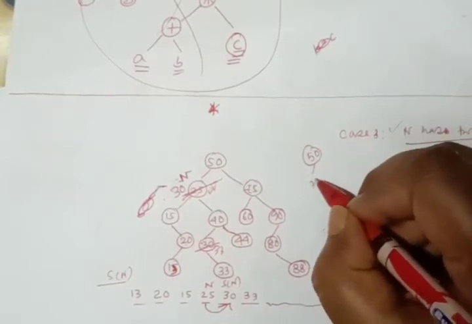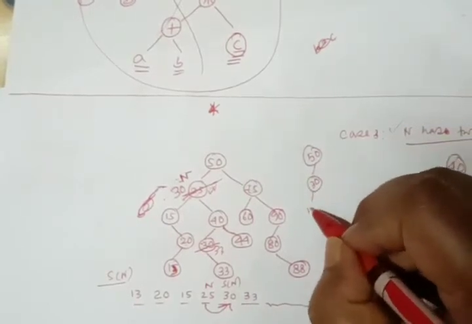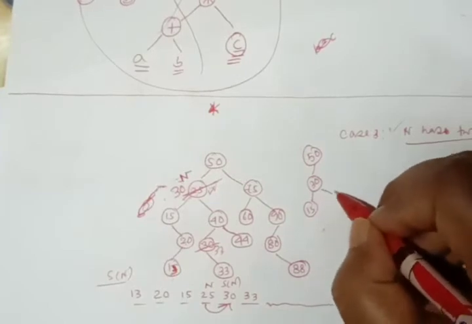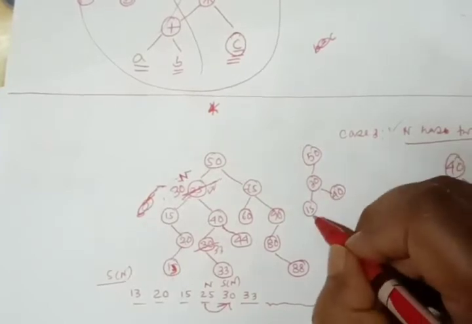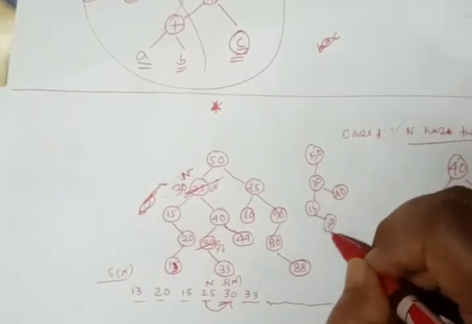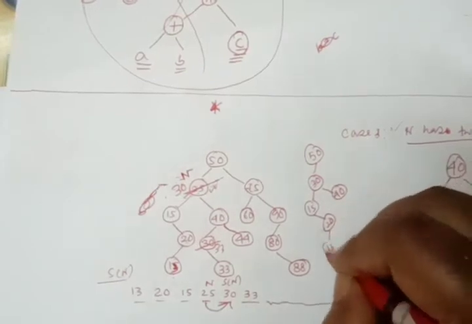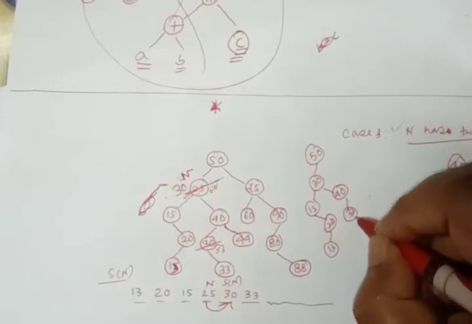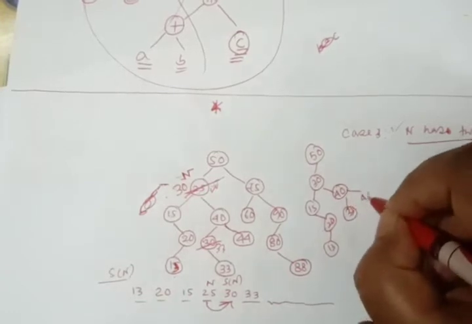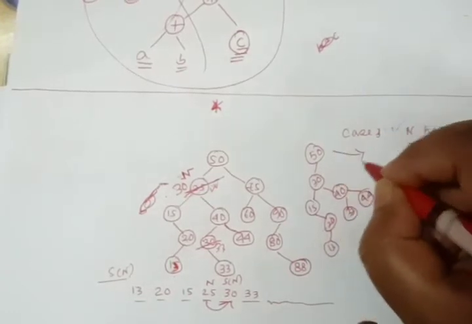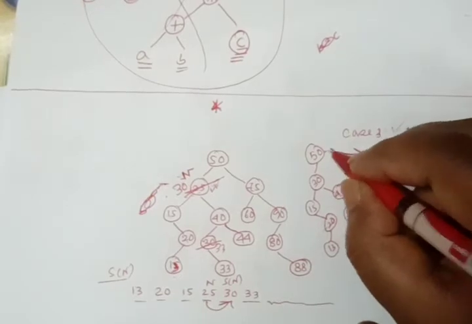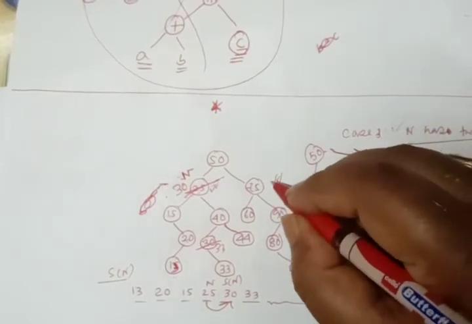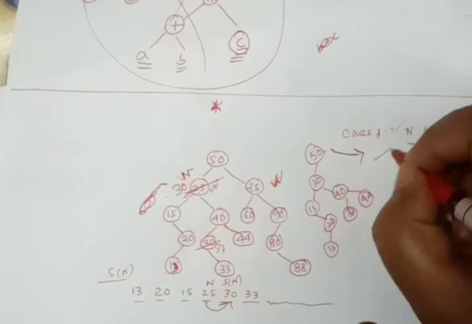So 30 will come here, 15, 40, 20, then 30, then 33, 44, and the right subtree remains as it is, the same as before deleting the node.